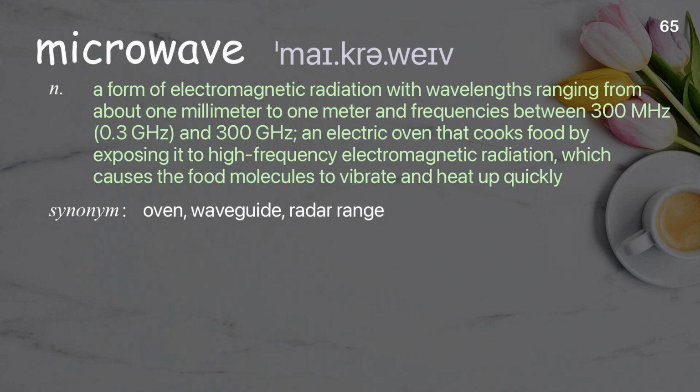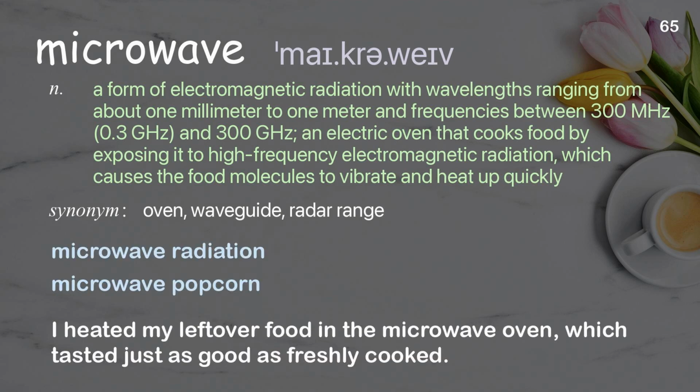Microwave. A form of electromagnetic radiation with wavelengths ranging from about 1 mm to 1 meter and frequencies between 300 MHz, 0.3 GHz, and 300 GHz. An electric oven that cooks food by exposing it to high-frequency electromagnetic radiation, which causes the food molecules to vibrate and heat up quickly. Examples: Microwave radiation. Microwave popcorn. I heated my leftover food in the microwave oven, which tasted just as good as freshly cooked.